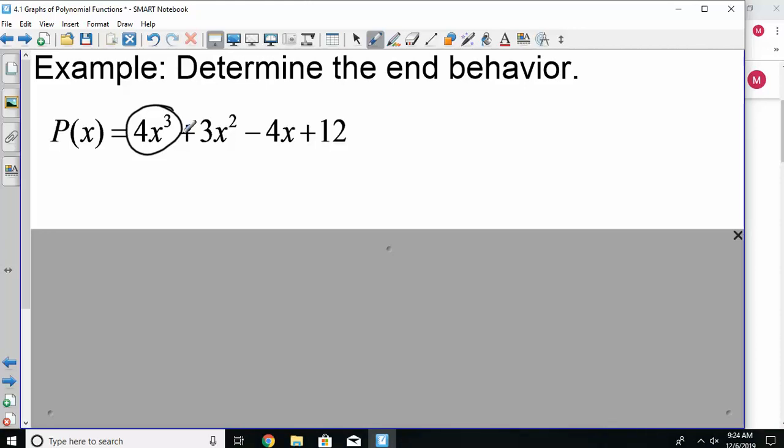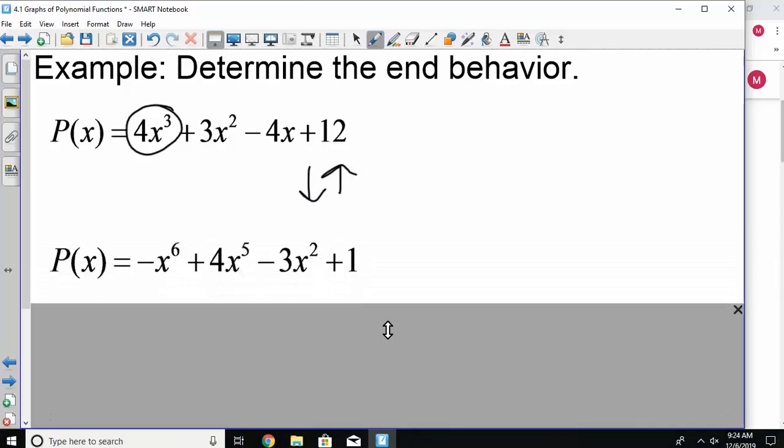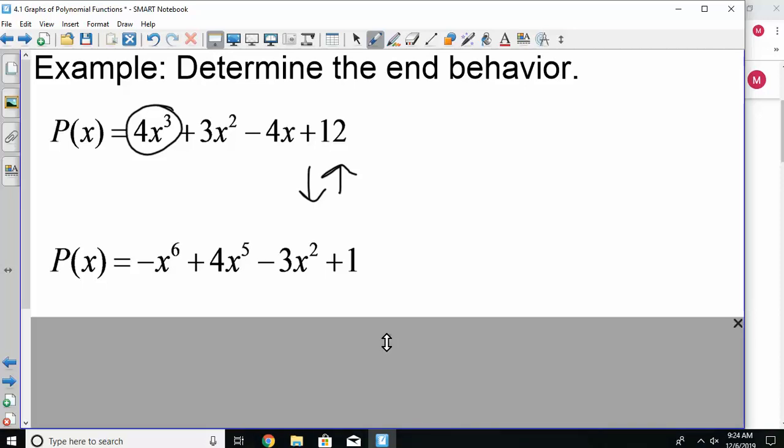Then, looking at that, we know an x cubed means it's going to look like a chair. It's a positive coefficient, so it looks like the regular chair, so your end behavior is? And that is all you have to do.